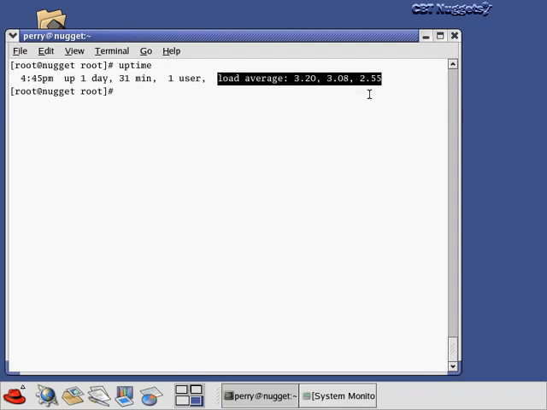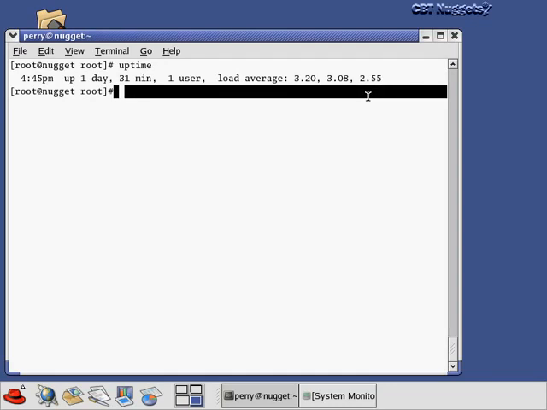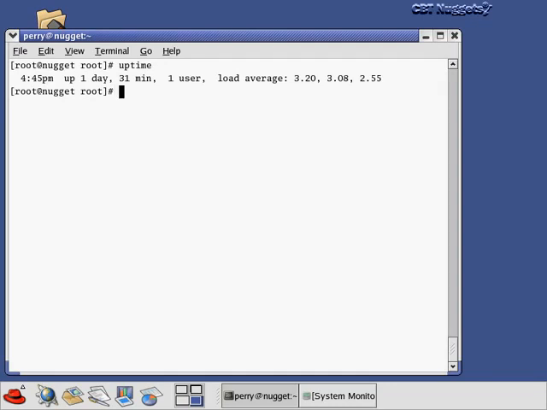The first number represents the load average in the last 1 minute, the second represents the last 5 minutes, and the third represents the last 15 minutes. Just by looking at these numbers, what's happening to the load on the system? Is it increasing? Is it decreasing? Has it peaked and now it's going back down? Well, it looks like it's increasing steadily.